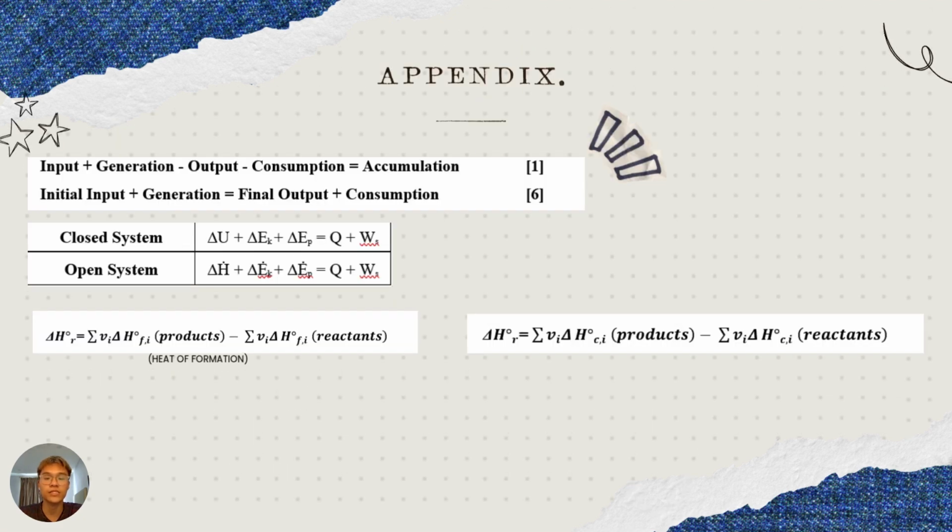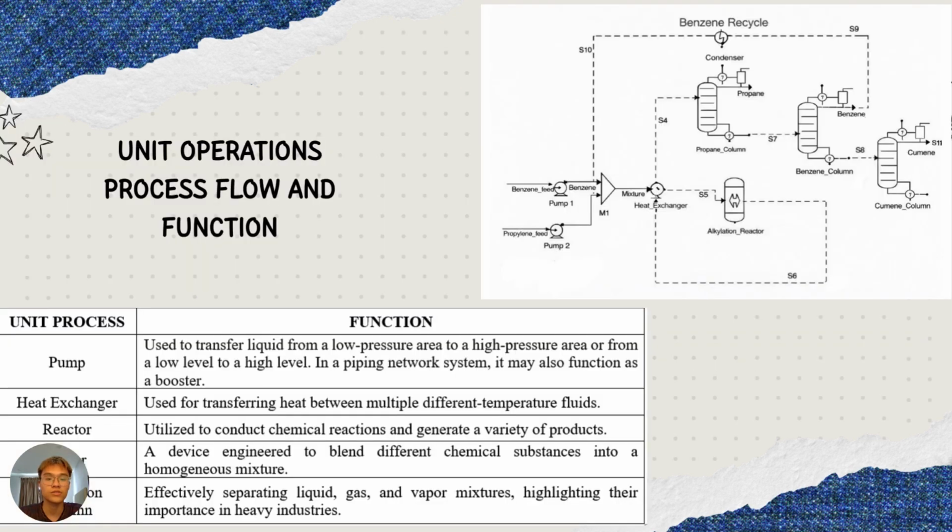Next, these are some basic equations used in this study, including mass balance, energy balance, heat of formation, and heat of combustion. So this slide shows the main unit operations in this process, including the pump, heat exchanger, reactor, mixer, and distillation column, each playing a role in transporting, heating, reacting, mixing, and separating the chemicals.